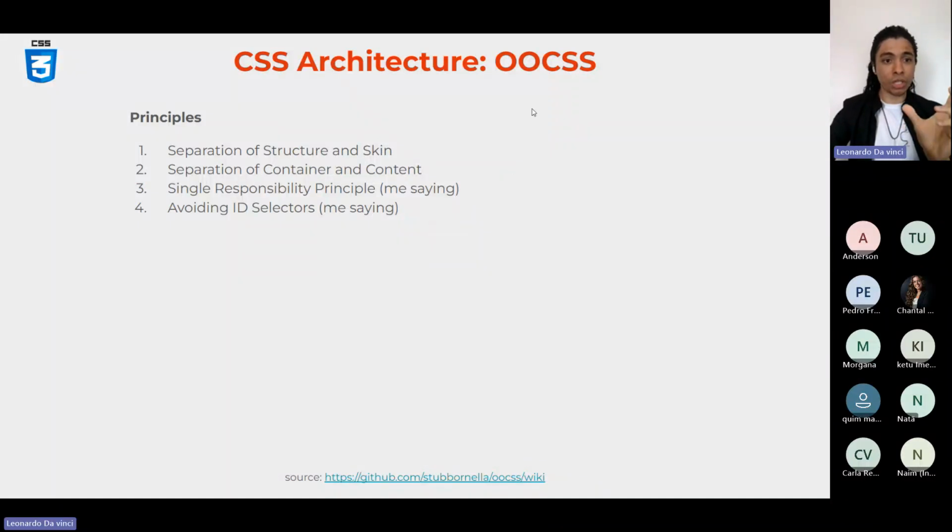But with OOCSS, you're going to treat your CSS pretty much as an object-oriented language, right? It's very nice for us programmers because we're used to it. So you can divide everything that you're seeing on your screen as if it was object-oriented programming, right? But there are some tricks to do it, and I'm going to try to tell you what they are.